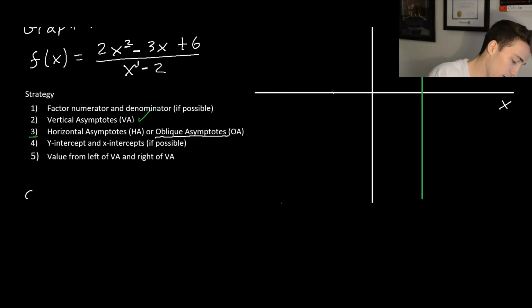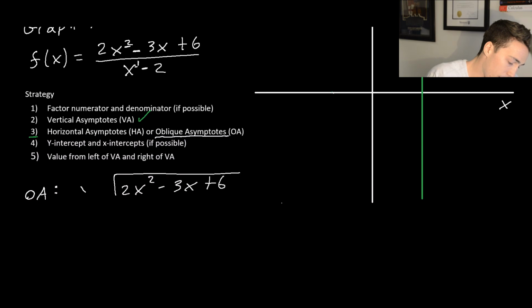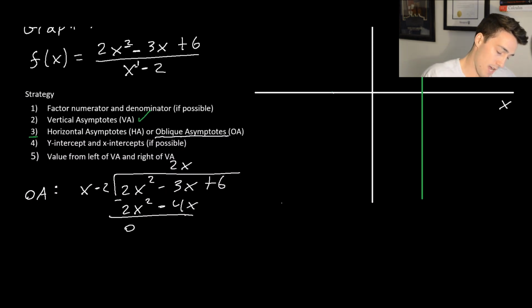The way we find an oblique asymptote is we use polynomial long division. So we're going to do 2x squared minus 3x plus 6, all divided by x minus 2. Here I'm going to write 2x, and then 2x times x is going to be 2x squared minus 4x. If I subtract all those, this is going to be 0. Then we're subtracting -4, so we're adding 4. We're going to get x plus 6 if I bring that down.